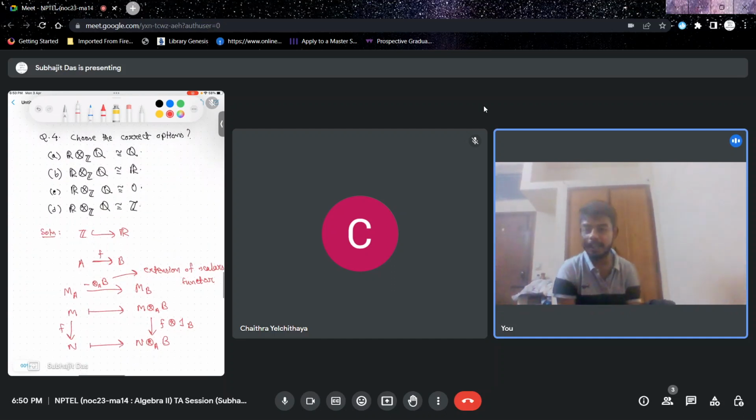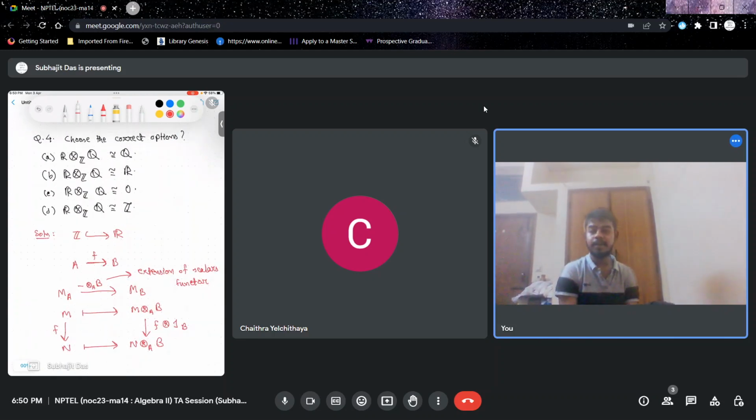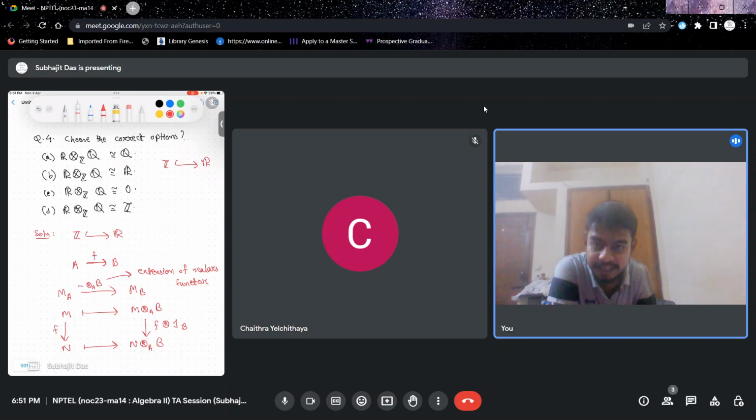Now why am I talking about it here? It's because right away, looking at these 4 options, you can discard 2 of them. So what are the 2? They are precisely these 2. So first of all, you take this inclusion of Z into R, right? This is again a ring inclusion, a ring homomorphism, and you take the extension of scalars functor from M_Z into M_R, right?